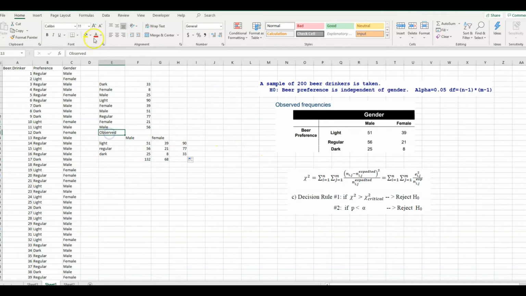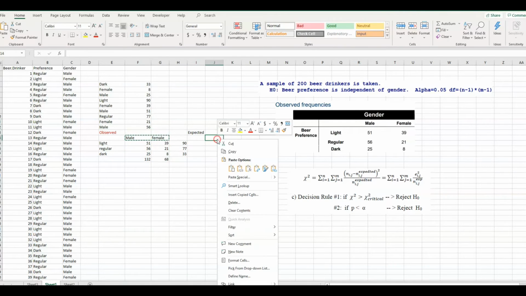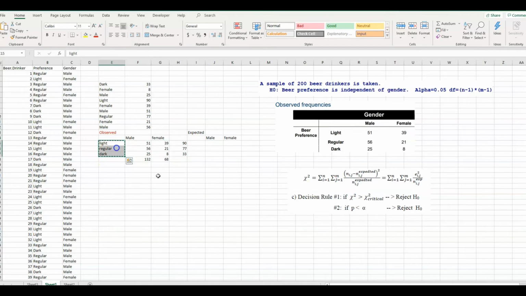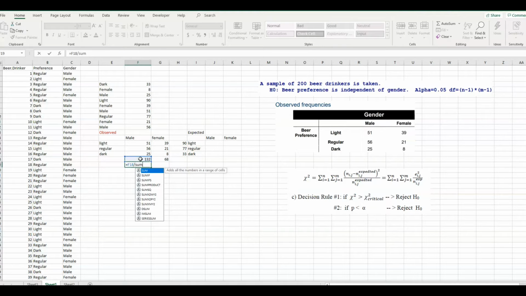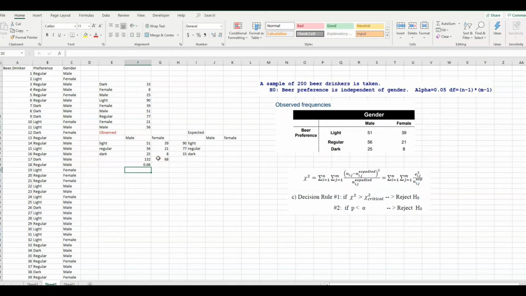So this is observed. Now let's look at expected. We have male and female, exact same thing. Expected male and light, regular. So this is 90. Let's calculate one ratio. We can use male divided by the summation of these two. So 66% male and the difference is female. This is the male population, so this is the male ratio.